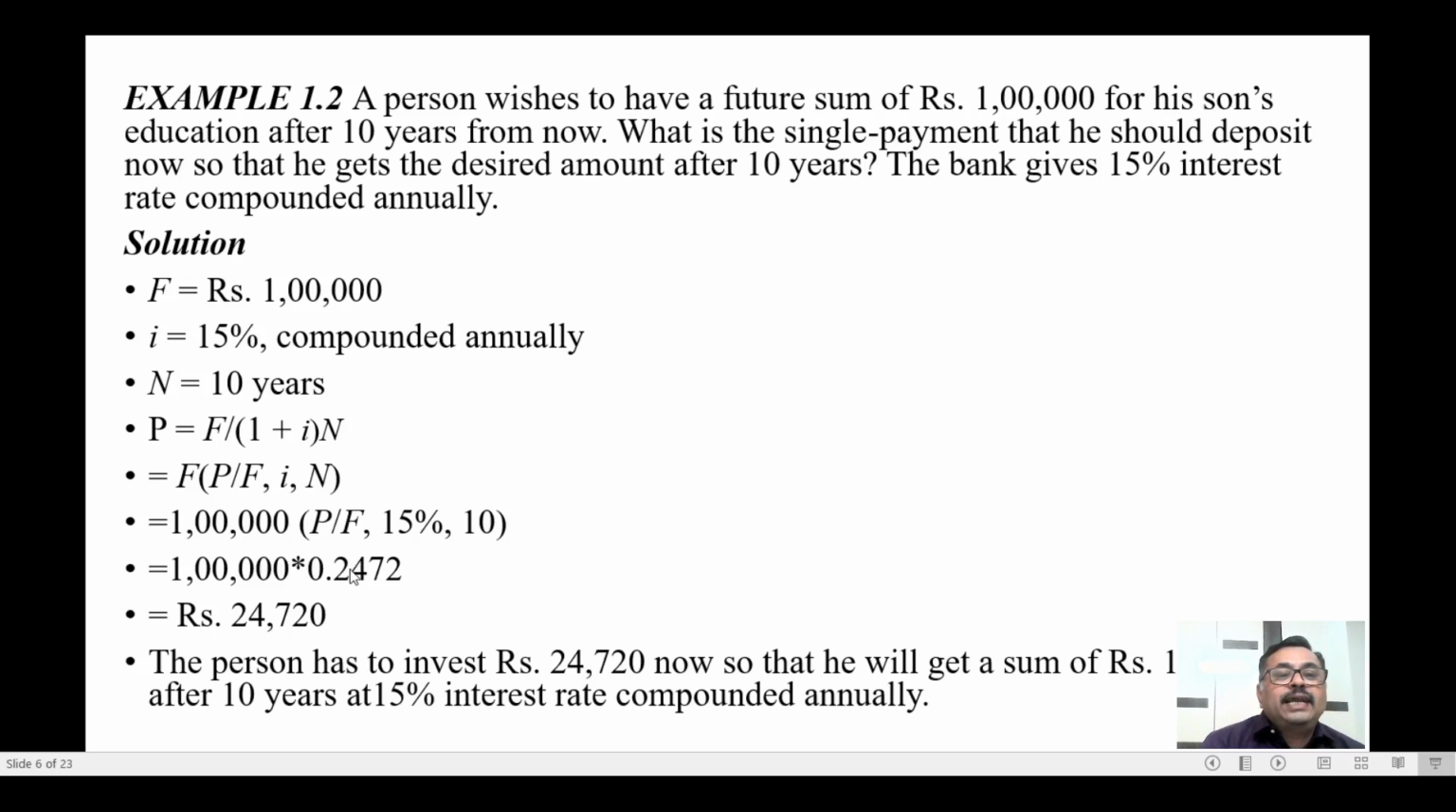That is 1 lakh into 0.2472. It is 24,720 rupees. That means we have to deposit 24,720 rupees now to get an amount of 1 lakh rupees after 10 years with a 15% interest given by the bank, compounded annually. Right?